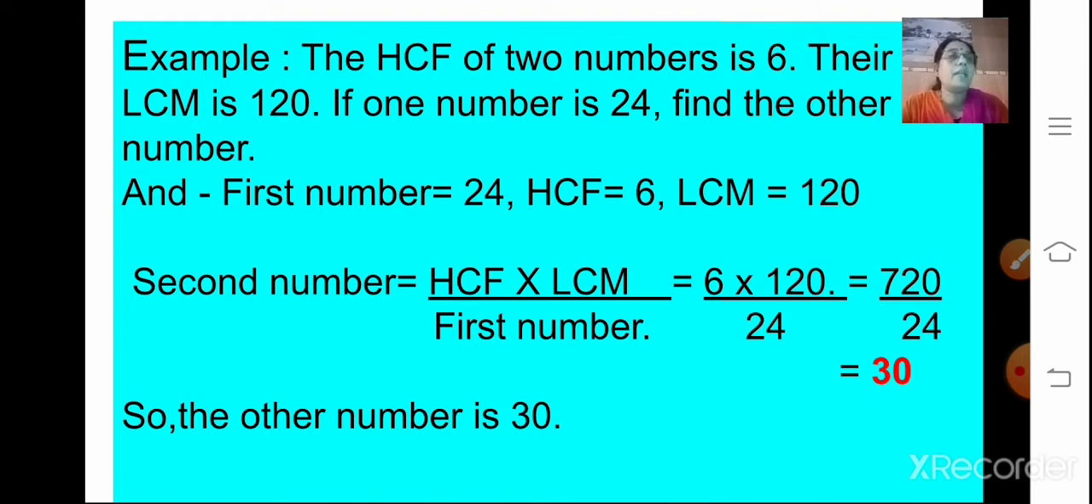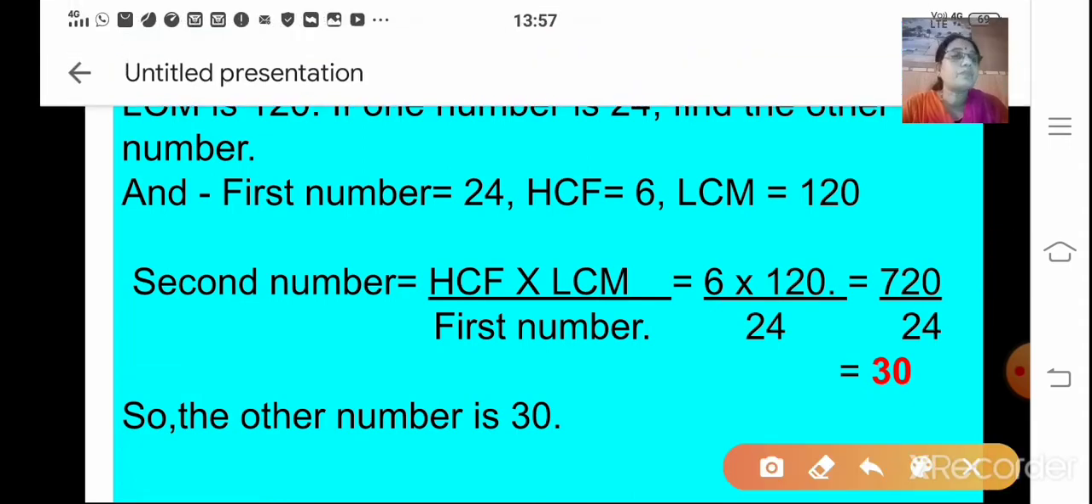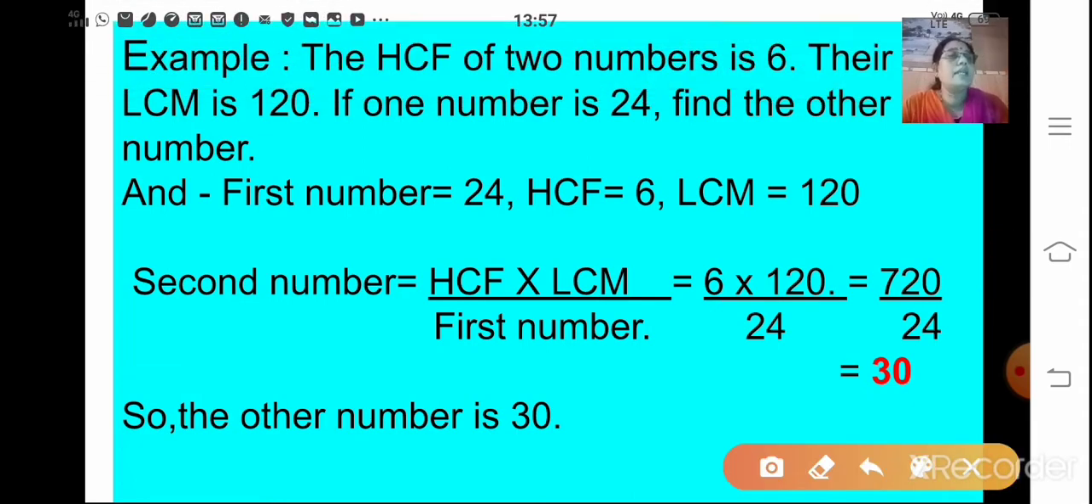So to find the second number, your formula is HCF into LCM divided by the first number. Now when you multiply HCF, that is 6, into 120, your answer is 720. You will divide it by 24, that is the first number. Now when you divide 720 by 24, you get the second number as 30. So the other number is 30. So using the formula, you can find the second number.